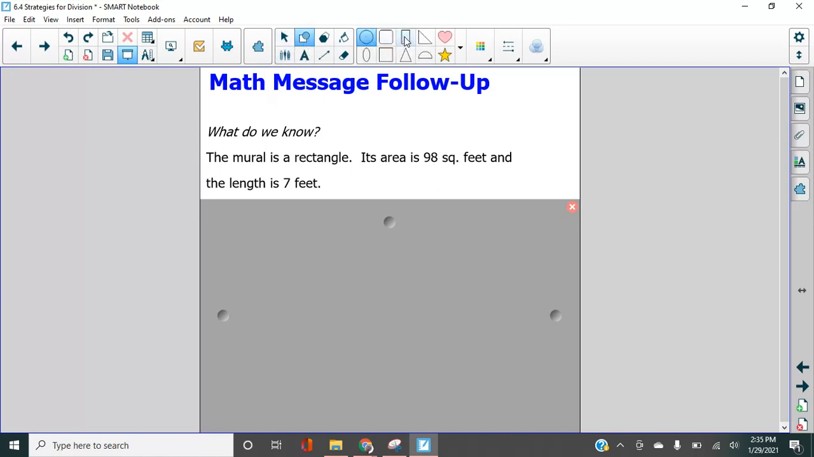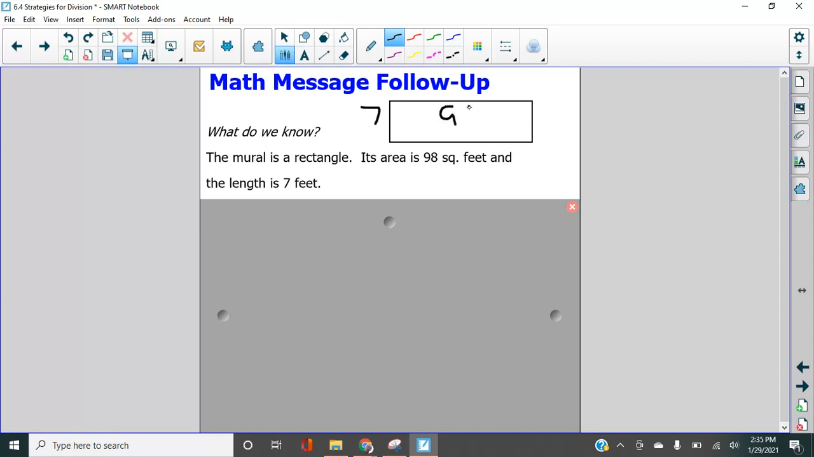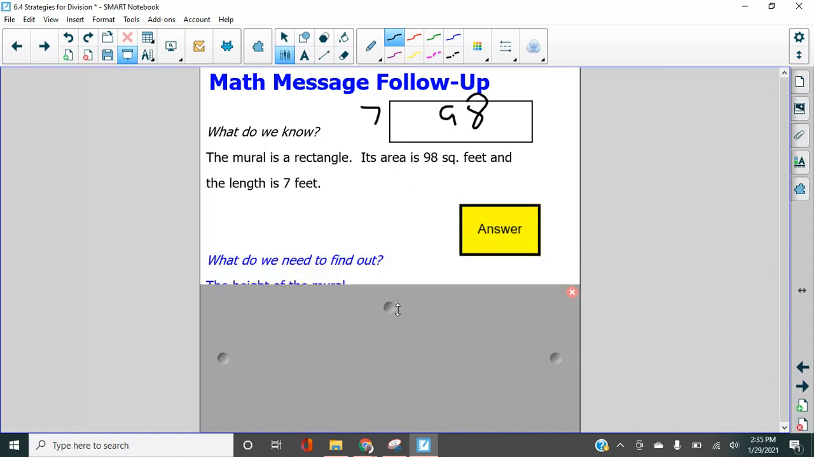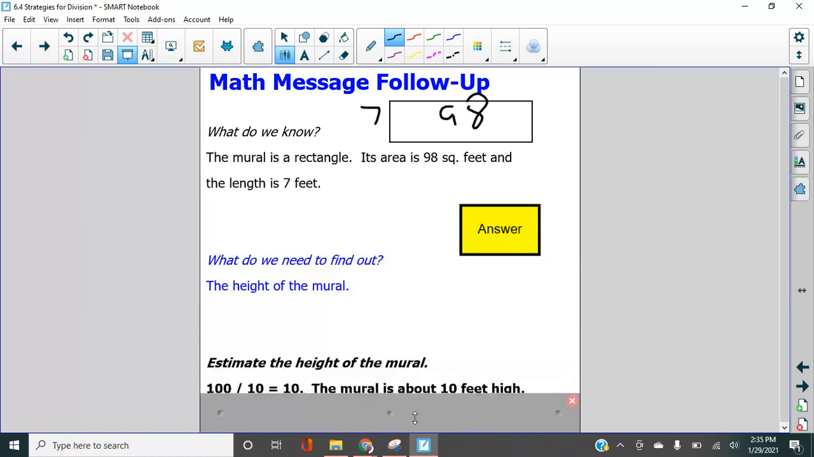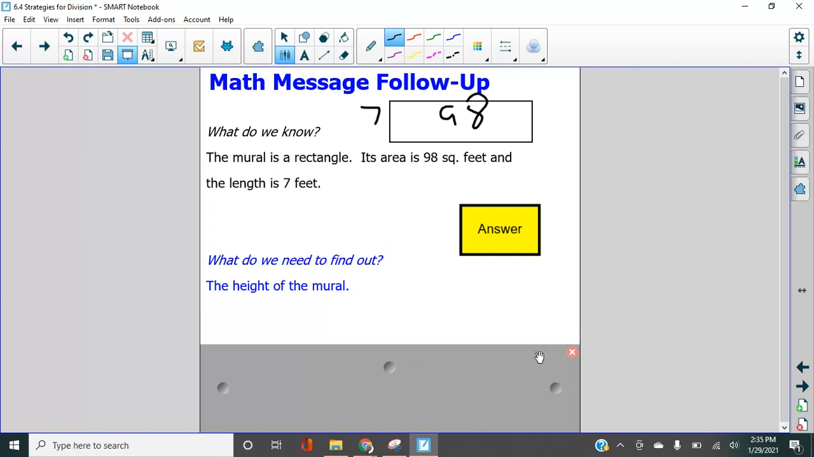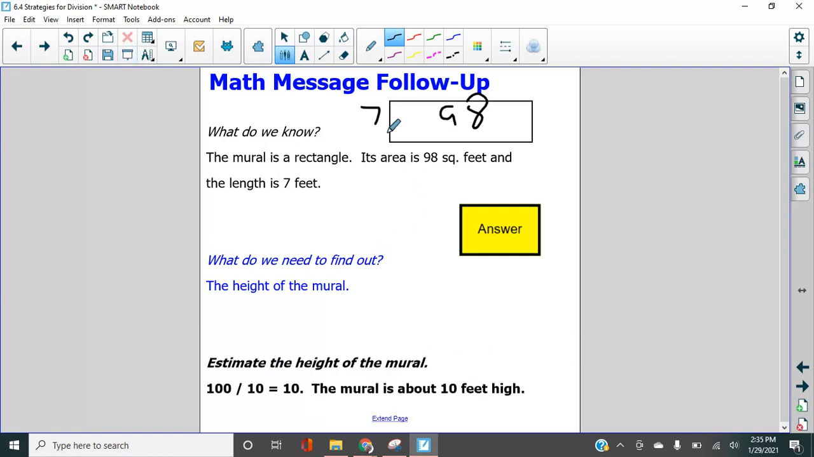Okay, so I'm going to draw that, right? And I think whenever you see something mentioned as a rectangle, it's always a good strategy to go ahead and draw that. One of the lengths here is 7, and the inside, the area, is 98. What do we need to find out? Well, we need to find out the height of the mural. Now, if we estimate, we can see that 7 times 10 is going to be 70, so a little bit more than 10. We know the mural is about 10 feet high, actually a little bit more than that.